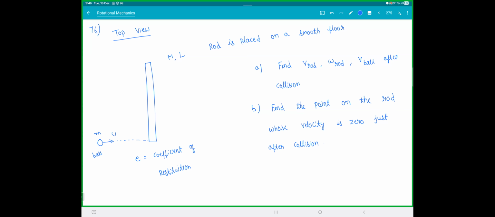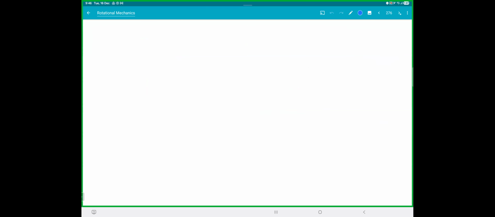So listen, how do you handle these kind of problems? Step one, draw the final picture. One thing is clear. We can't do this with forces and stuff. So we have to use conservation. This is your before collision. This is at rest.